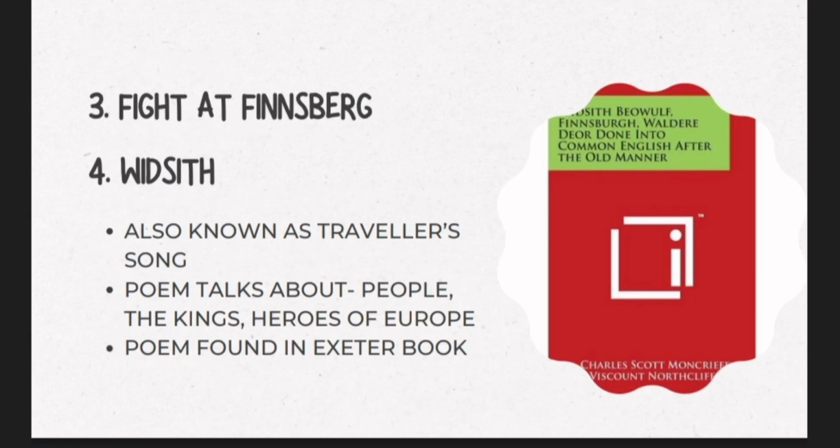The third heroic poetry is called Fight at Finnsburg. This Old English heroic poem talks about a battle in which Hnaef and his 60 retainers are at a fort called the Finns Fort, where they are defending themselves by keeping the attackers away from attacking the fort. The last and the final heroic poetry is called Widsith, also known as the Traveler's Song. This poem talks about the people, the kings, and the heroes of Europe during the heroic age of Northern Europe. This poem is found in the Exeter manuscript or the Exeter Book.